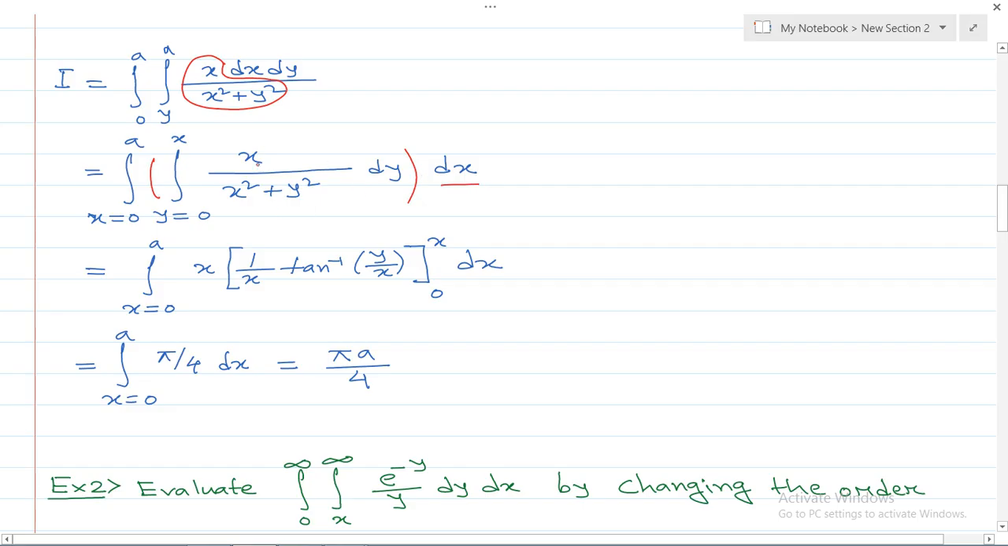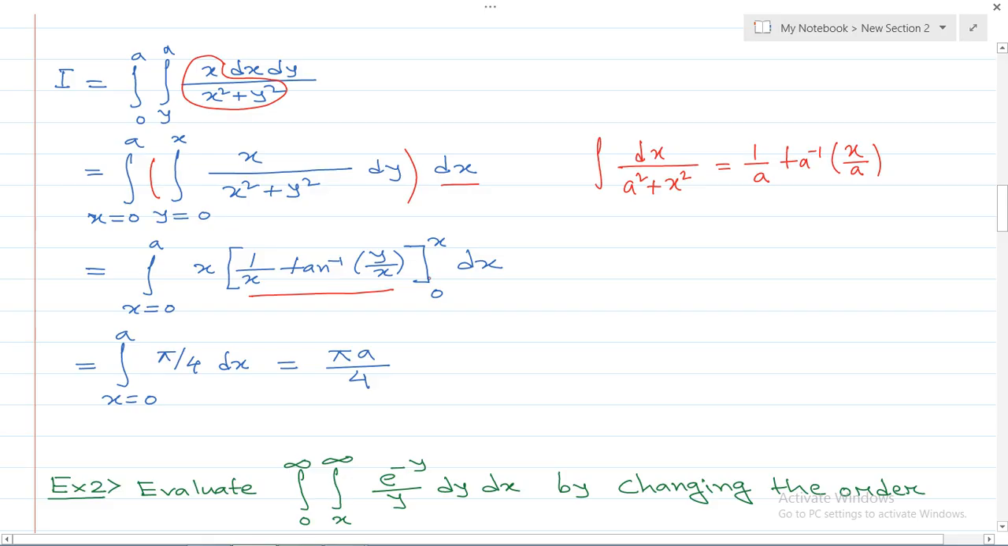Now to do this integration, x is treated as a constant, so x we can take outside of this integration, so it is 1 by x square plus y square. Since x square is constant, we can apply this formula of integration, that is dx upon a square plus x square. Everyone knows the rule: 1 upon a tan inverse of x by a. So we have to apply this rule. In place of a we are having x, in place of x we are having y. So we have the answer as 1 upon x tan inverse of y upon x.